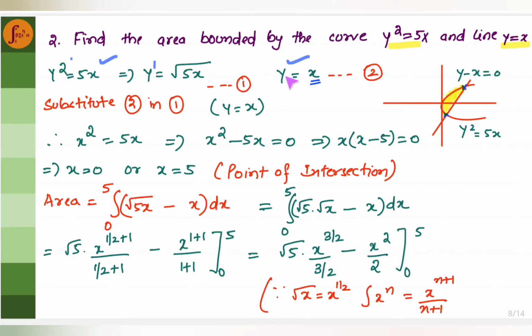Y square is, we'll put y is equal to x. So from equation 2, y is equal to x. So instead of y, we'll put x. Since it is y square, it's going to be x square. x square is equal to 5x, right?